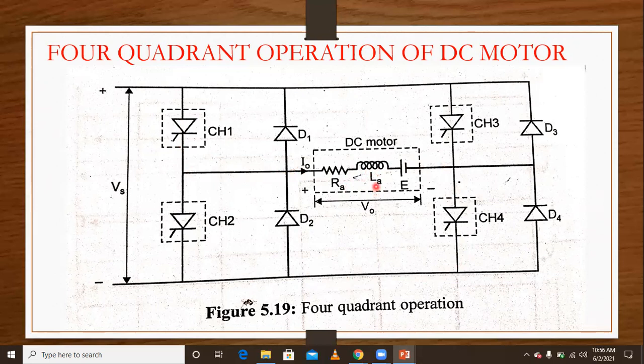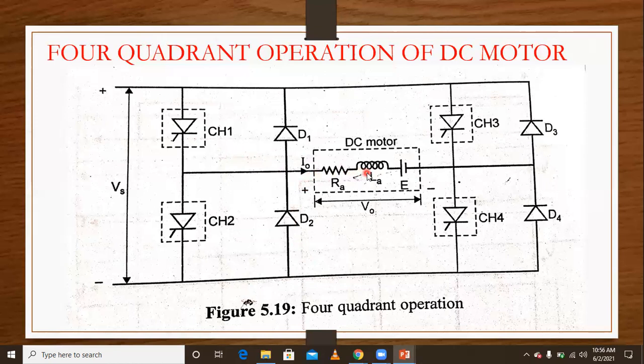When chopper CH1 is turned off, what happens? The positive current, this I naught current, freewheels through chopper CH4 and diode D2, like this, in this direction. The current is in the same direction as before. When chopper CH1 is in the off state, the current direction is also the same.